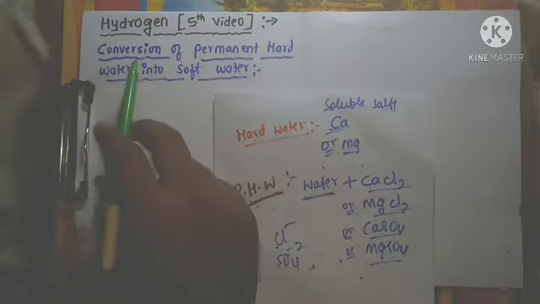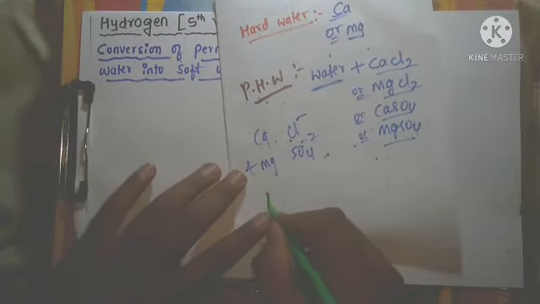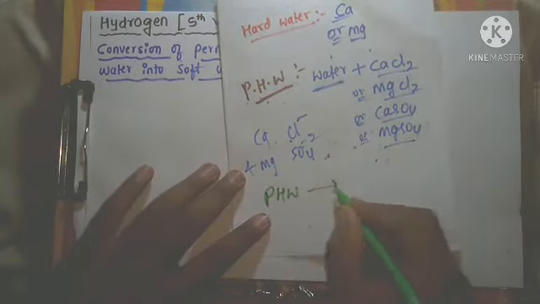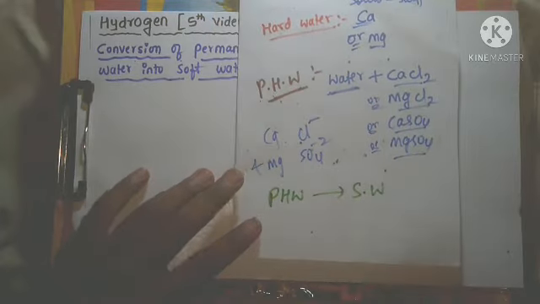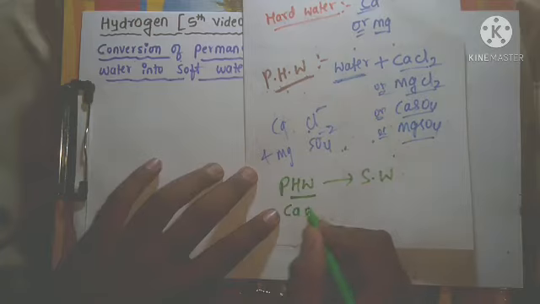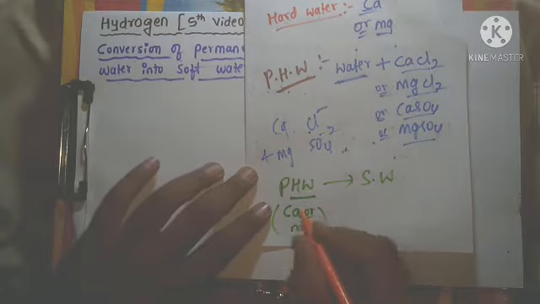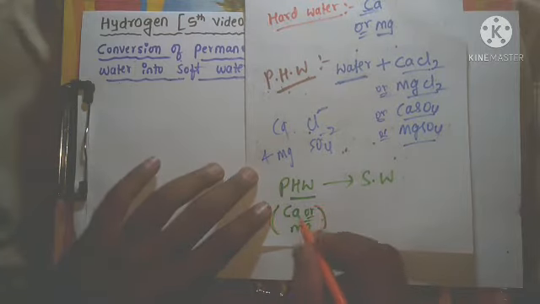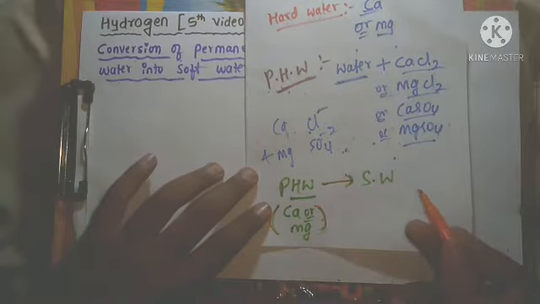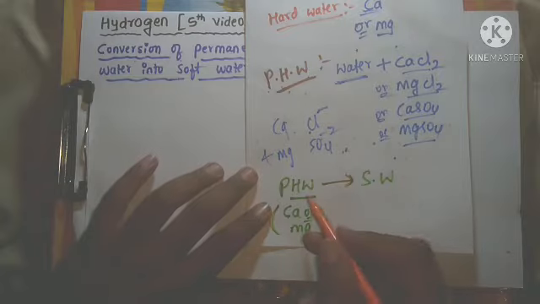It is to convert the permanent hard water into soft water. How to convert? Hard water contains calcium or magnesium or sometimes both. Now, if you remove the calcium and magnesium from the water, indirectly it is converted into soft water.